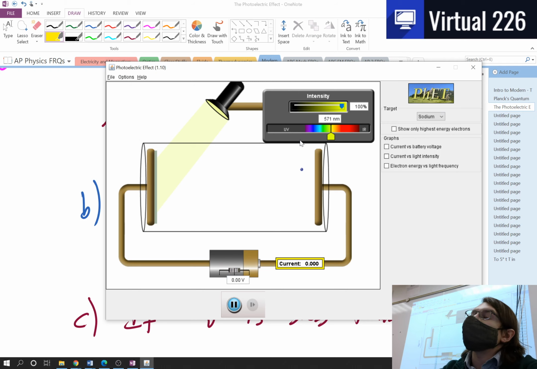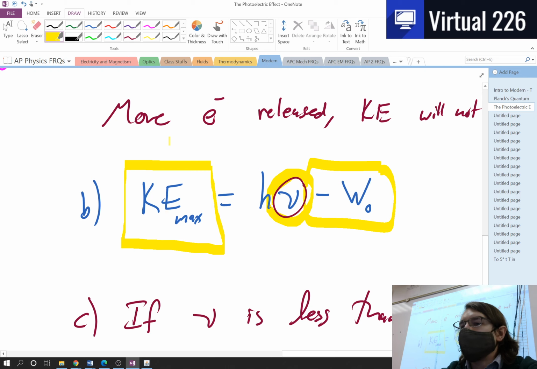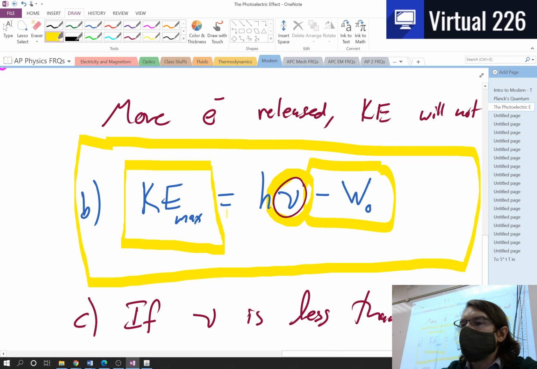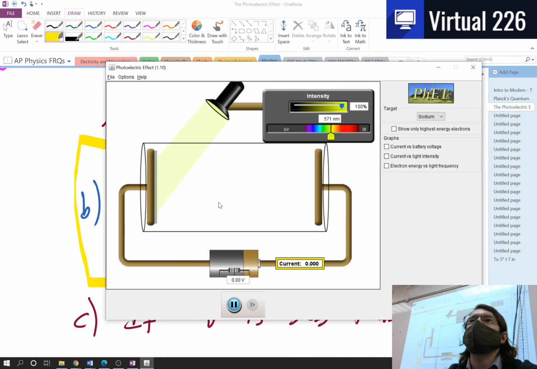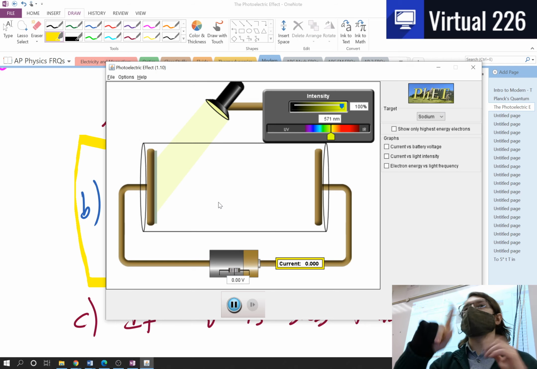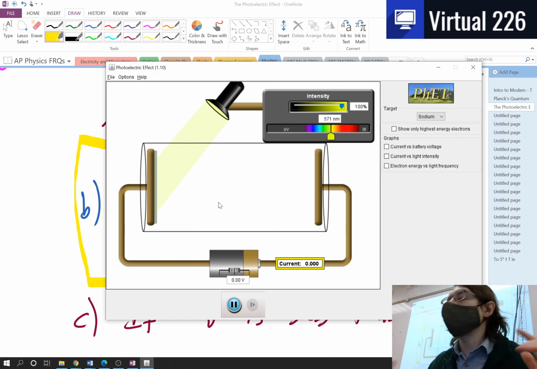We see that the particle theorists, using this equation, kinetic energy max equals hν minus the work function W, or phi if you want to use that, are correct. This is what Einstein won his Nobel Prize for. Whenever Einstein came up with relativity, people really didn't think relativity was a thing. They were like, yeah, that's a bunch of hocus pocus. That doesn't make any sense. We don't understand this. We're not giving you a Nobel Prize for that. He got one for the photoelectric effect, which in and of itself is phenomenal.